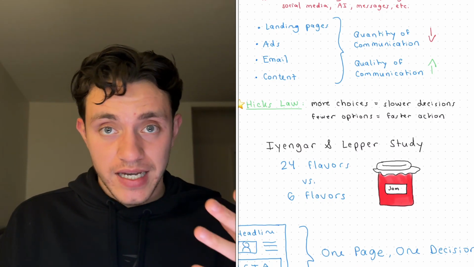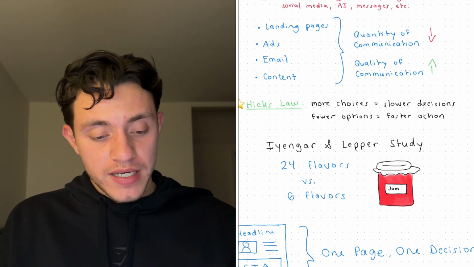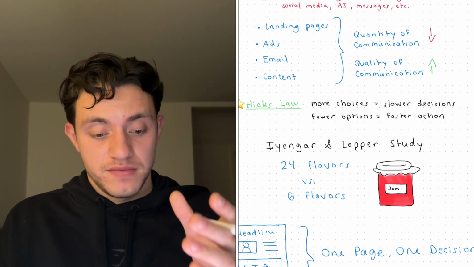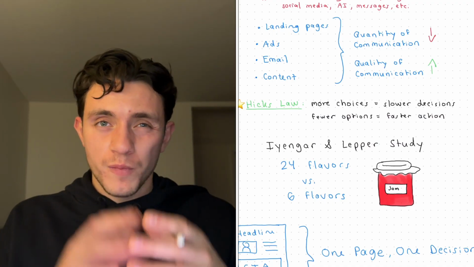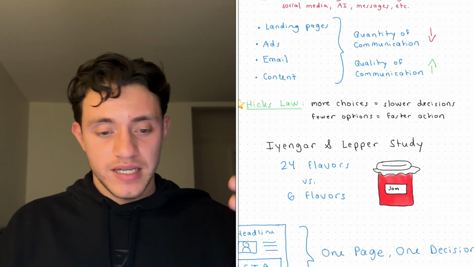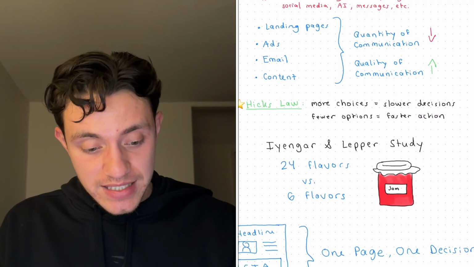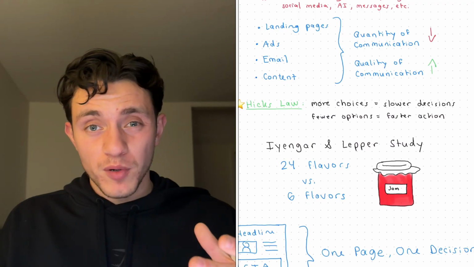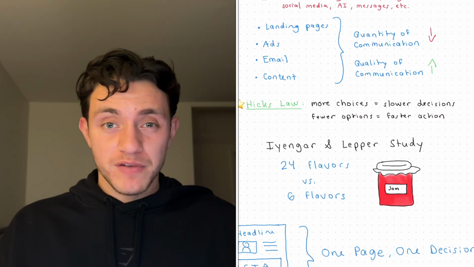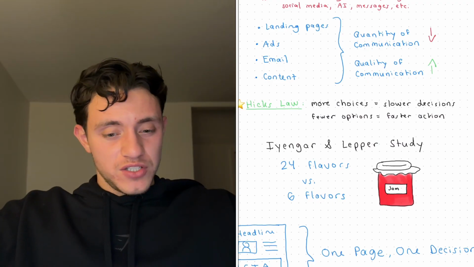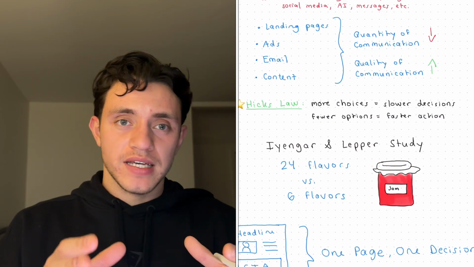They had a pop-up kiosk at a supermarket. The first time they ran it, they had 24 different flavors of jam. More people were interested. They stopped and sampled more flavors, but fewer people bought. Versus when they had 6 flavors, more people purchased. It wasn't really about stopping everybody, because they had this grand display of 24 flavors of jam. Like, wow. So that's what you want to think about in your marketing.